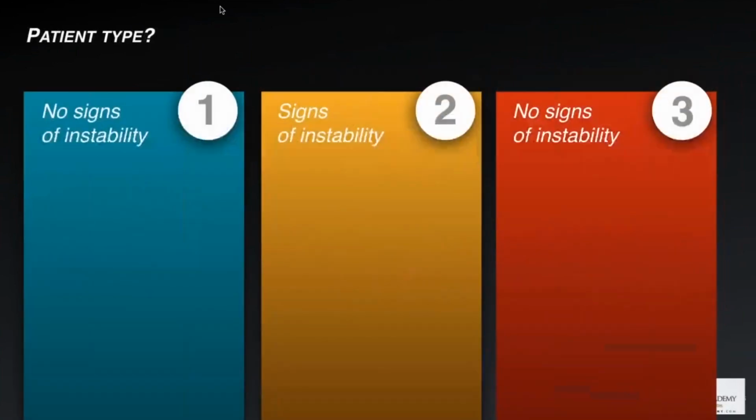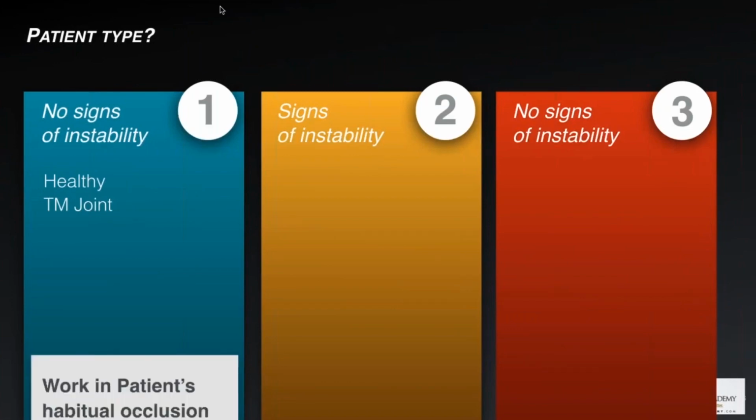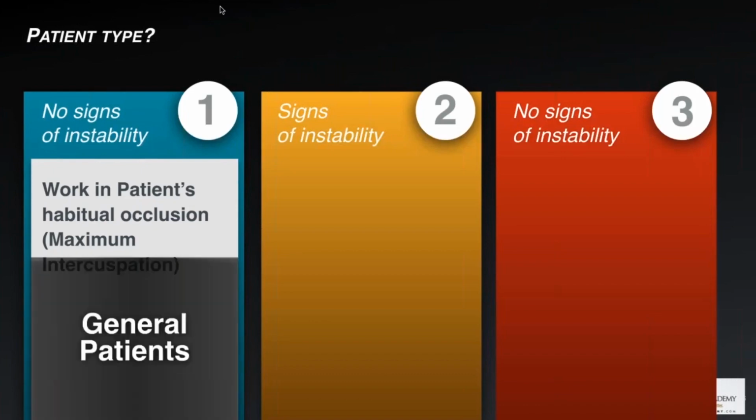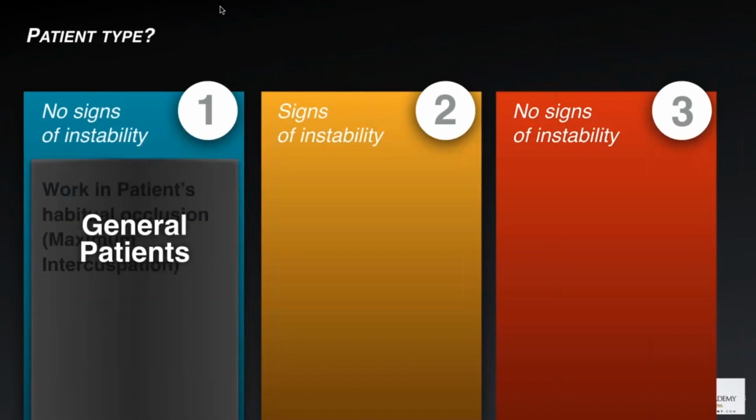And what's our patient type? We kind of break our patients into 3 types. Number 1, there's no signs of instability. Joints are healthy. They don't need a lot of dentistry. It doesn't necessarily mean that they have a perfect occlusion. We can work in the patient's habitual occlusion, even if they need a little bit of dentistry. But generally, we don't want to do too much dentistry, and those patients don't need it. Those really aren't the patients that we're going to talk about going through all these other processes. We'll call those the general patients.